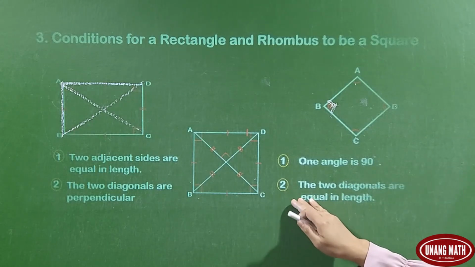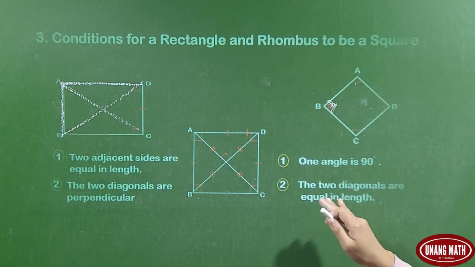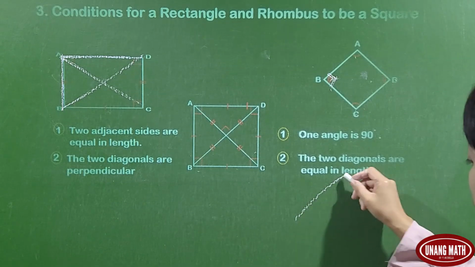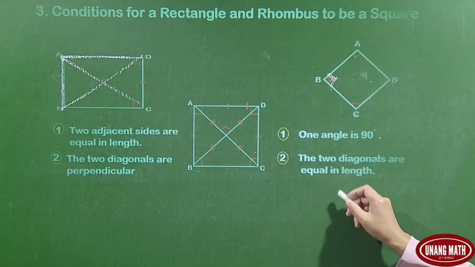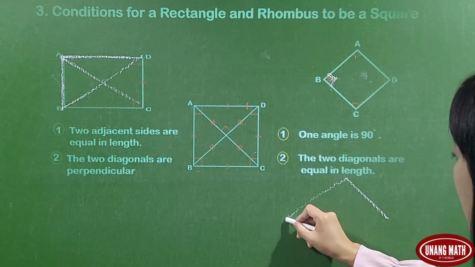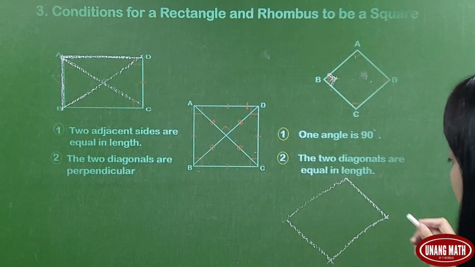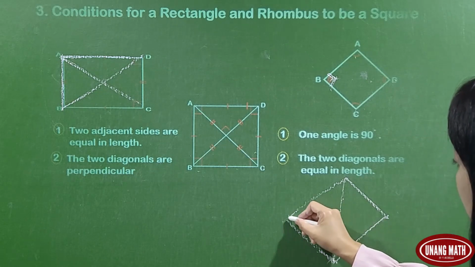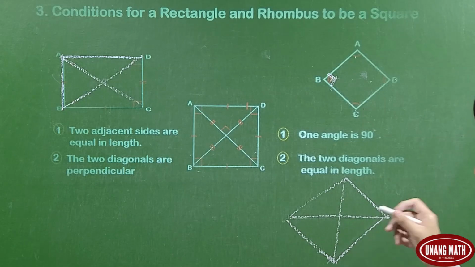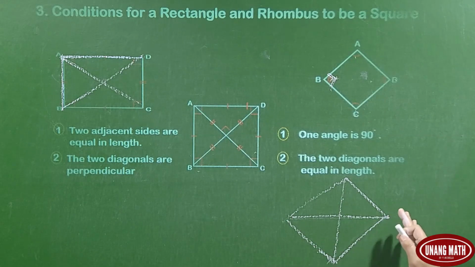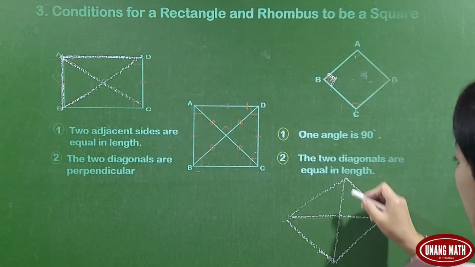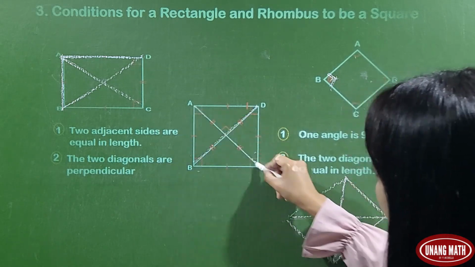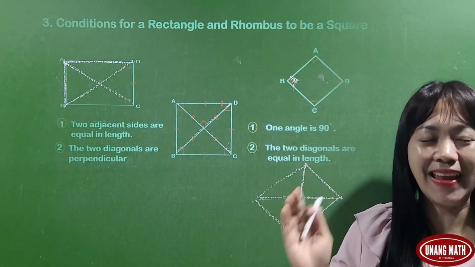The second one is that the two diagonals are equal in length. If it's a rhombus, then the diagonals are not equal in length. This diagonal and this diagonal are not equal in length if it's a rhombus. So to make it a square, we have to adjust and make these two diagonals equal in length.